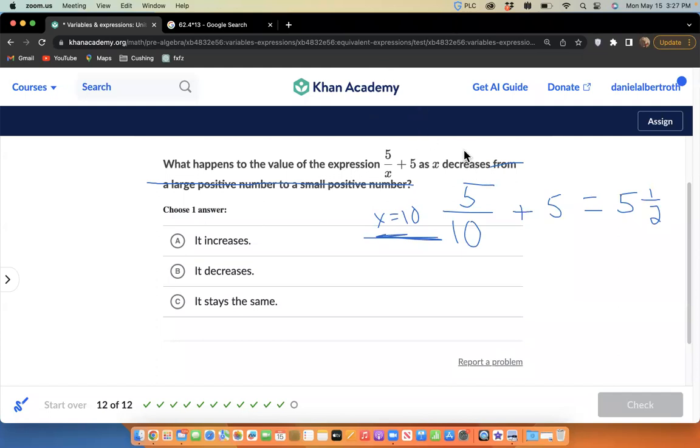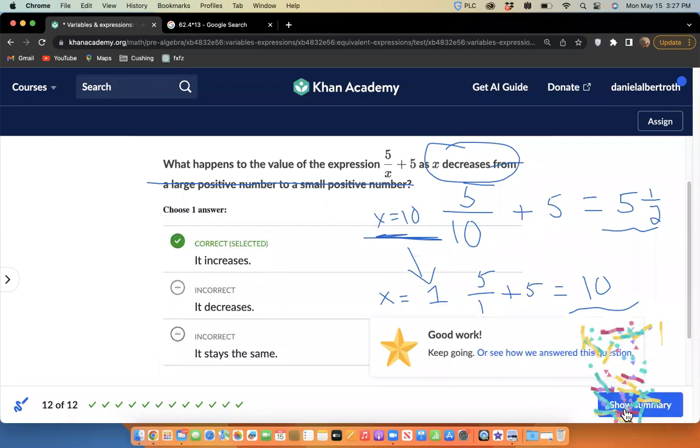Well, what happens if we decrease that? So let's do x is 1. That's going to give us 5 over 1 now instead of 10, plus 5. So 5 over 1 is 5, plus 5 is 10. So it looks like as x went down, the value of this expression actually went up, because it went from 5.5 to 10. So I think as x gets smaller, the number that we're going to get keeps getting bigger. It increases. Very nice.